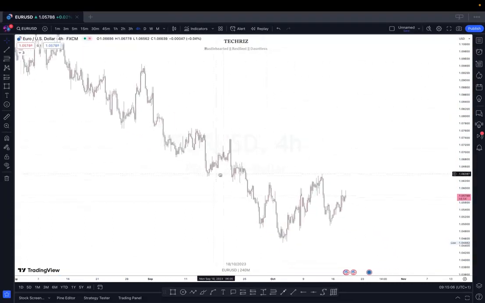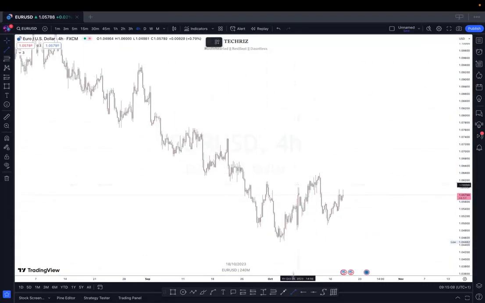So market actually changed structure here. You can see market actually took out this particular external high. Market took out this external high. So we should actually expect market to reverse, pick orders, and boom.